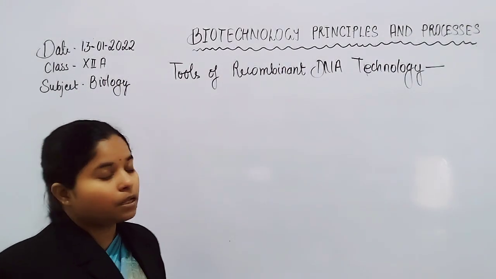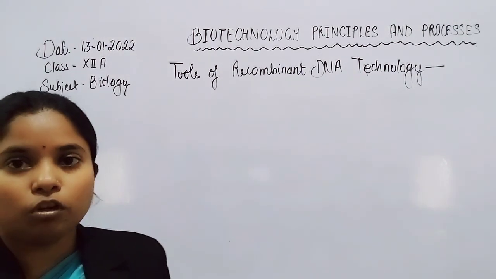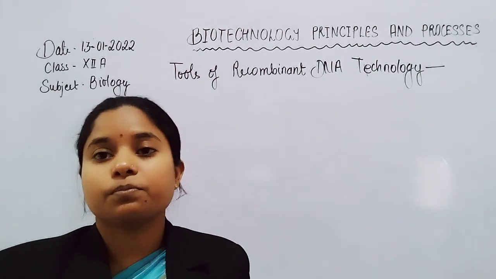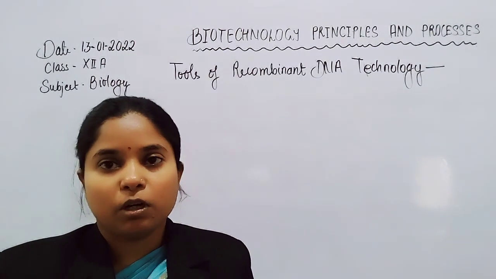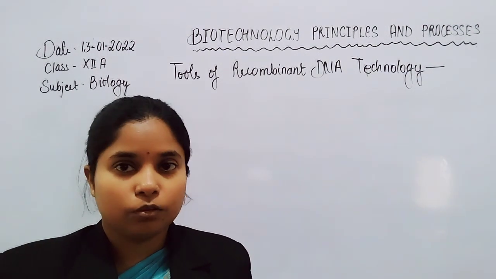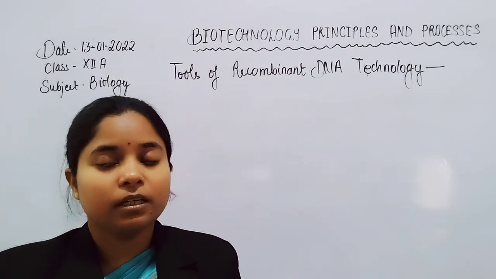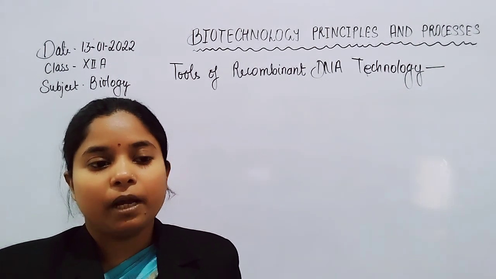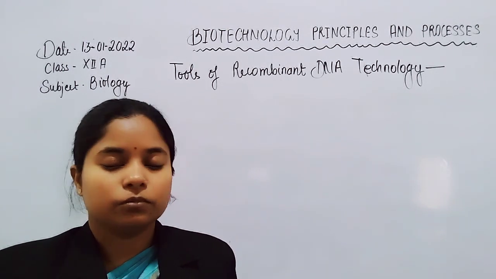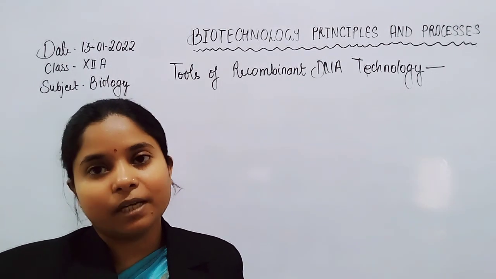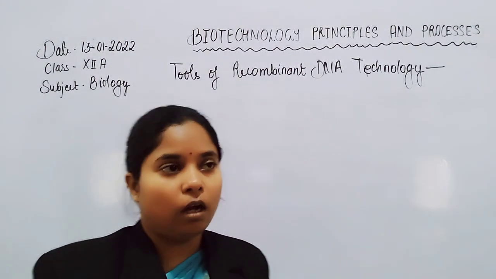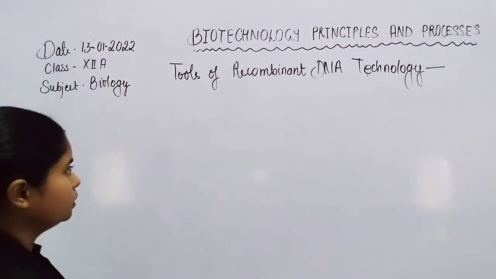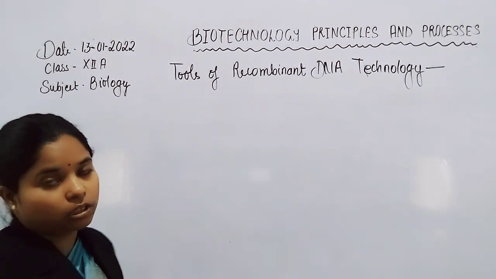In this class, I am going to start with another important topic of the chapter Biotechnology Principles and Processes. In this chapter, we are going to discuss the tools of recombinant DNA technology. Recombinant DNA is formed by the use of different tools. Out of these tools, one is the restriction enzyme.